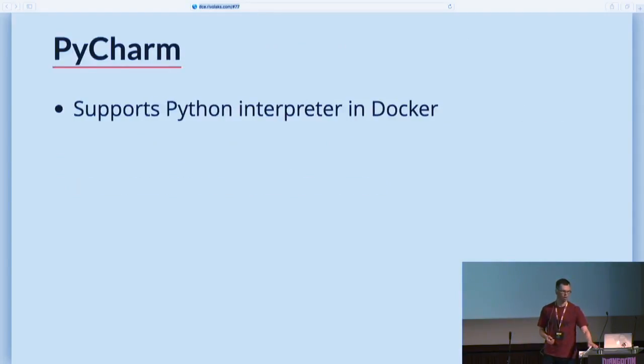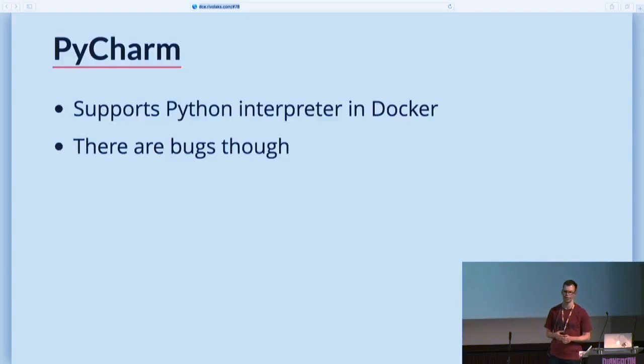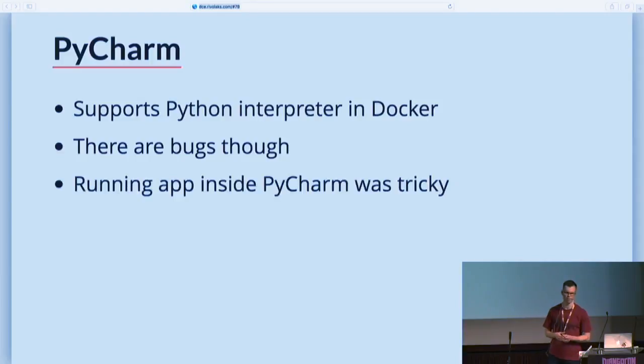PyCharm basically supports Docker and Docker containers quite well with remote interpreters. But there are some bugs that you need to be aware of. For example, if you add a new requirement to your project and then rebuild the Django image, installing it into the image, then PyCharm does not pick up those changes, and it keeps annoying you with this "package not installed" notification. The workaround I use is just restarting PyCharm. I also had some issues with running the application inside PyCharm until this morning when I got some help from the PyCharm guys here.